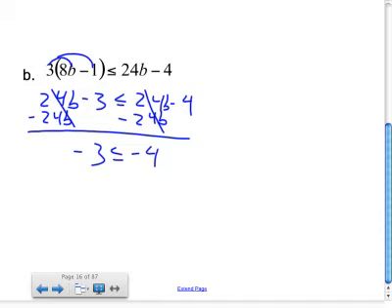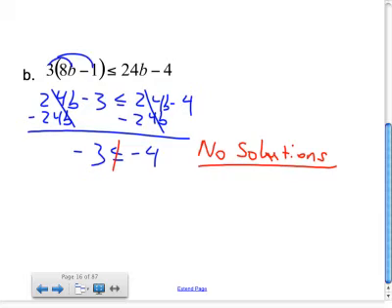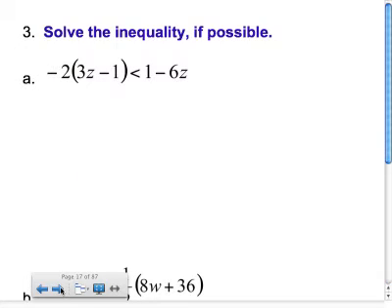Is negative 3 less than or equal to negative 4? The answer to that question is no. Negative 4 is smaller than negative 3. And since that is not an accurate statement, your answer here would just be no solutions. There's nothing you can plug in for b that will make that work, and that's all we're saying there.